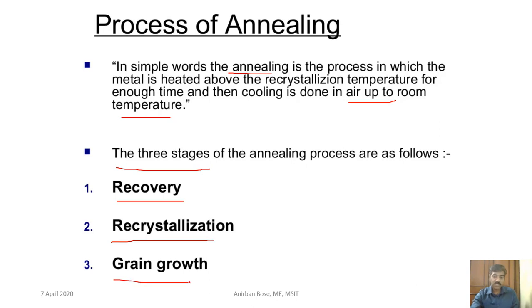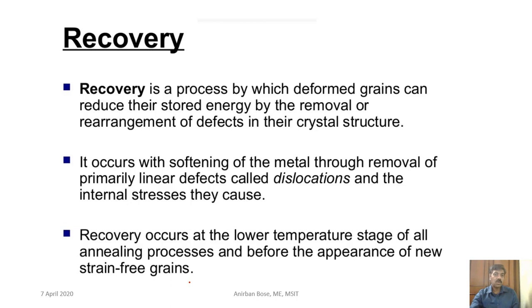This process is generally done after cold working, like the forging process you are doing. That means you are changing the shape of the material. When you are hammering or doing some kind of plastic deformation in the material, what happens? The material becomes very hard because of the strain that is generated. That is what is called strain hardening, work hardening, or cold working.